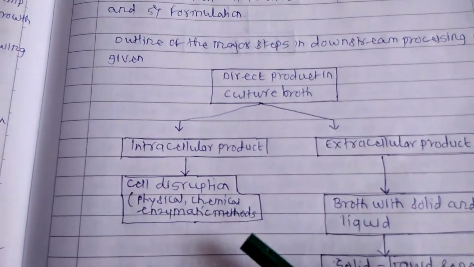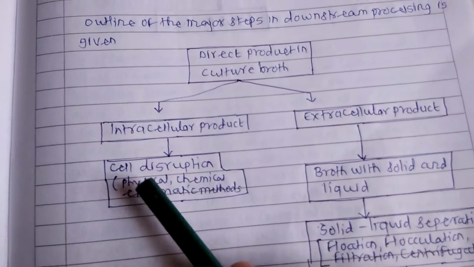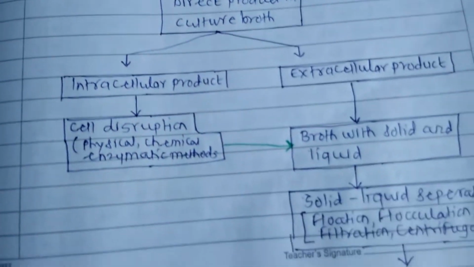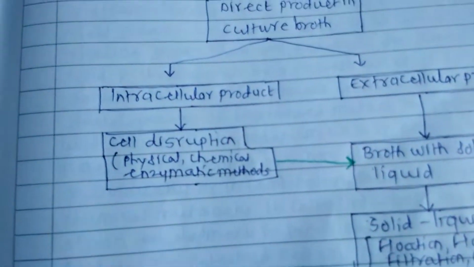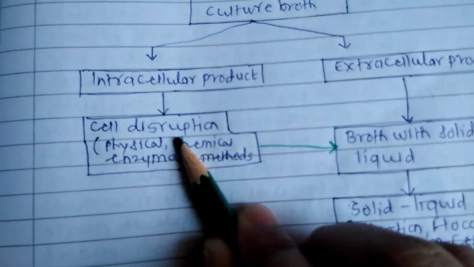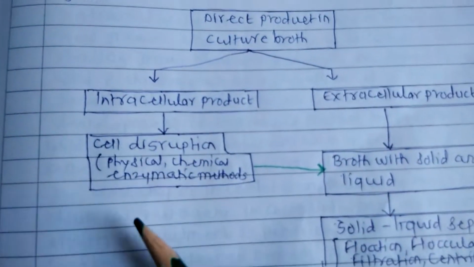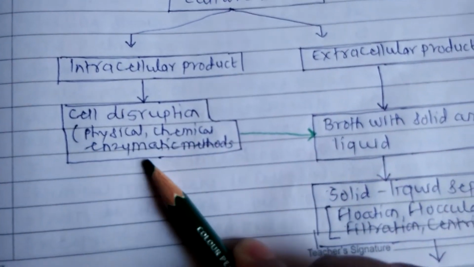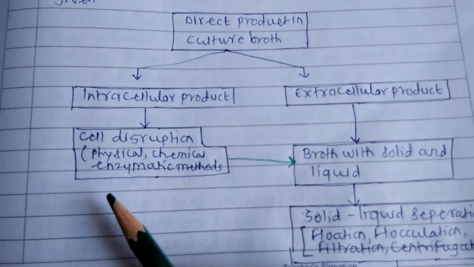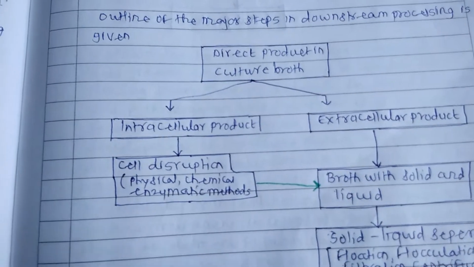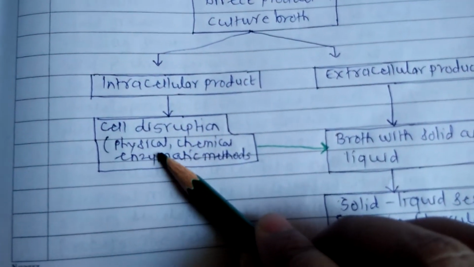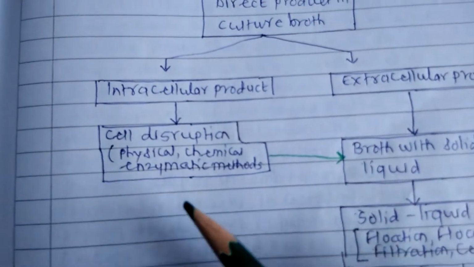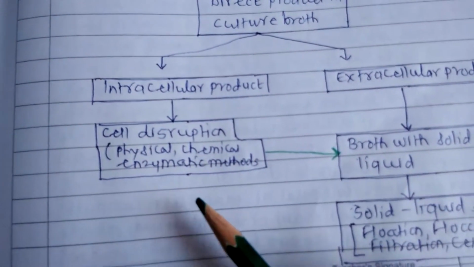That's why the next step is cell disruption. It is necessary to remove the required product from the bacterial cell. So first the cell is isolated, then the cell is broken down. Physical, chemical or enzymatic methods are used for cell disruption. Physical means mechanical pressure is applied, and because of that the cells are disrupted. In chemical methods, some chemicals are used for disruption of the cell. In enzymatic methods, required enzymes are used for the breakdown of the cell. These are the cell disruption methods.